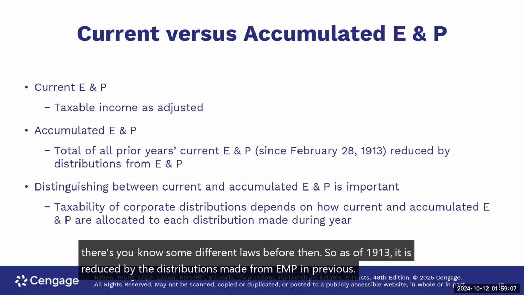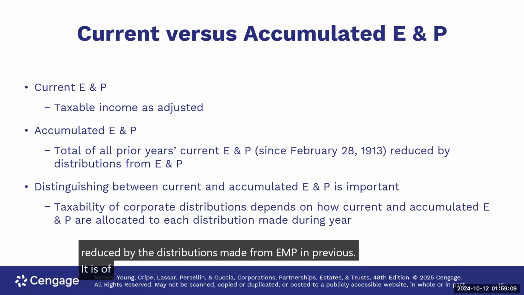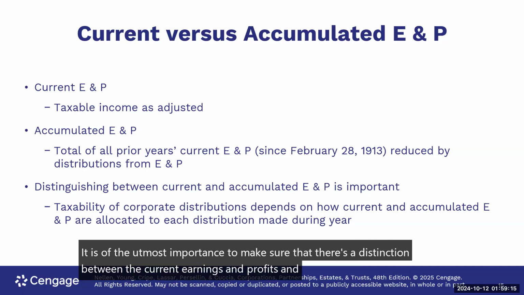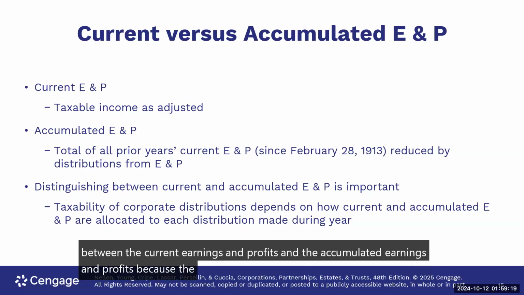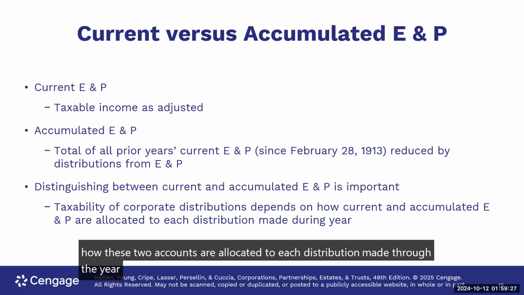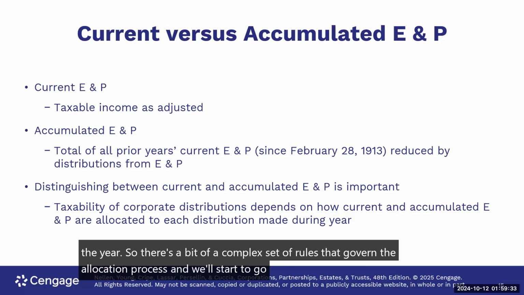It is of the utmost importance to make sure that there's a distinction between the current earnings and profits and the accumulated earnings and profits, because the taxability of corporate distributions depends on how these two accounts are allocated to each distribution made through the year. So there's a bit of a complex set of rules that govern the allocation process, and we'll start to go through it.